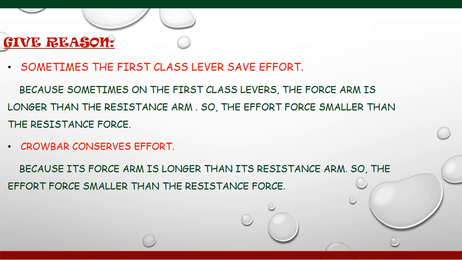Give reason. Sometimes the first class lever saves effort because sometimes on the first class lever the effort arm is longer than the resistance arm, and in this case the effort force will be smaller than the resistance force. Give reason. A crowbar conserves effort. The reason is because its effort arm is longer than its resistance arm. So the effort force is smaller than the resistance force.